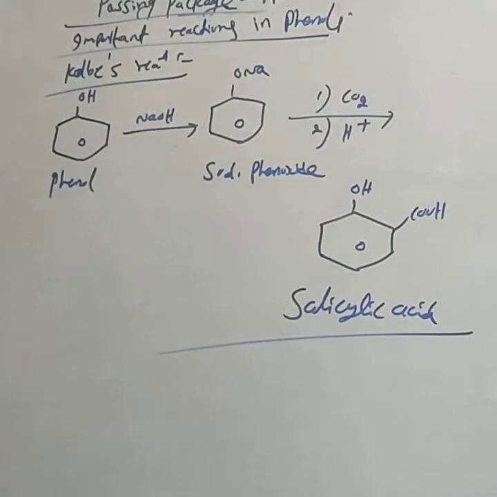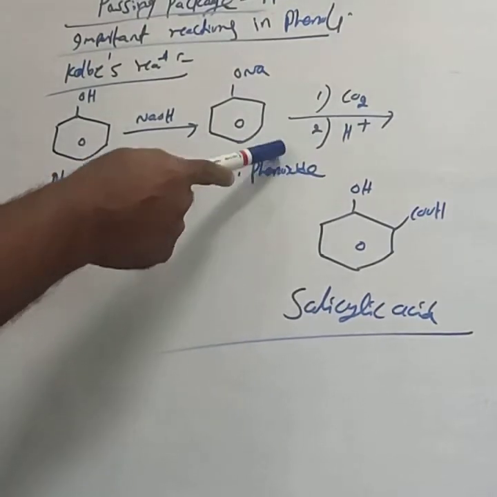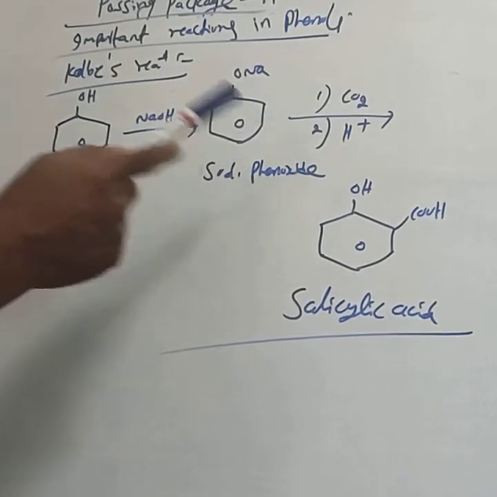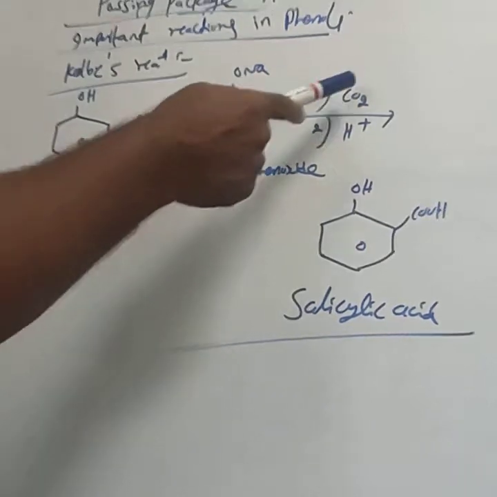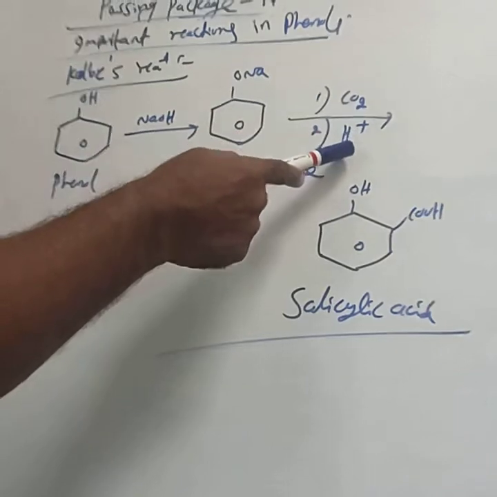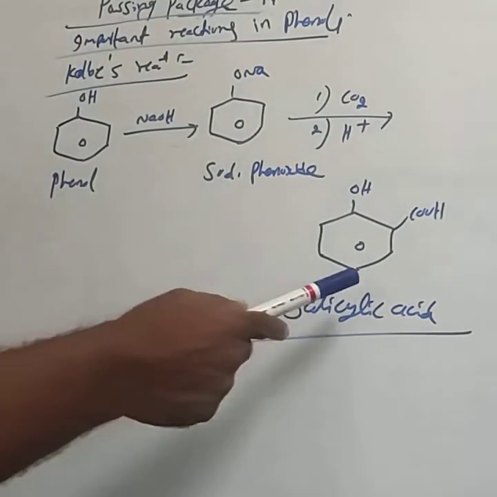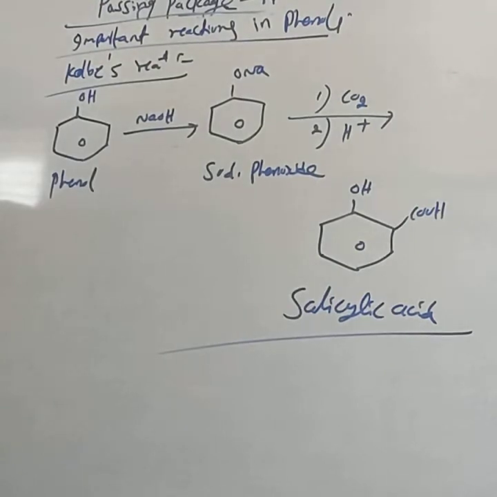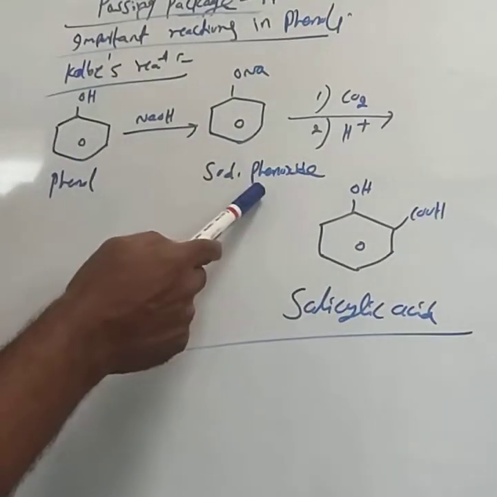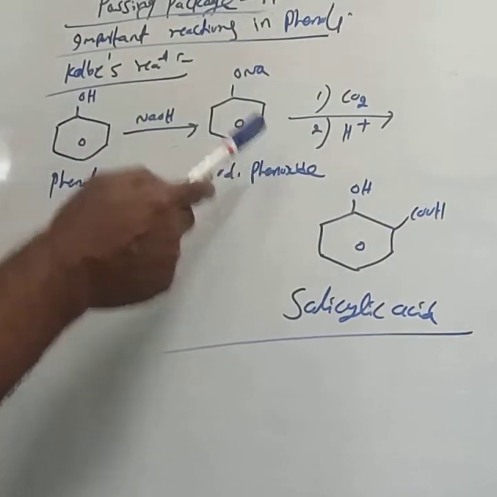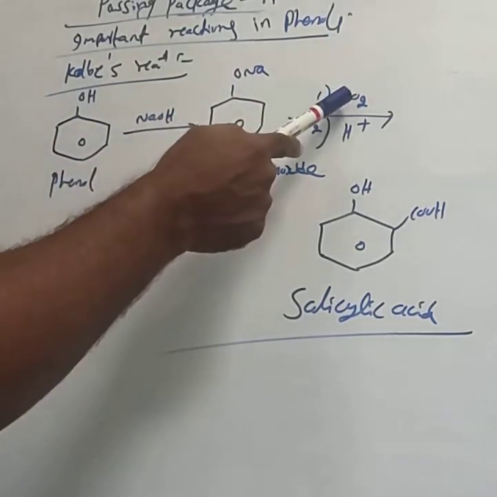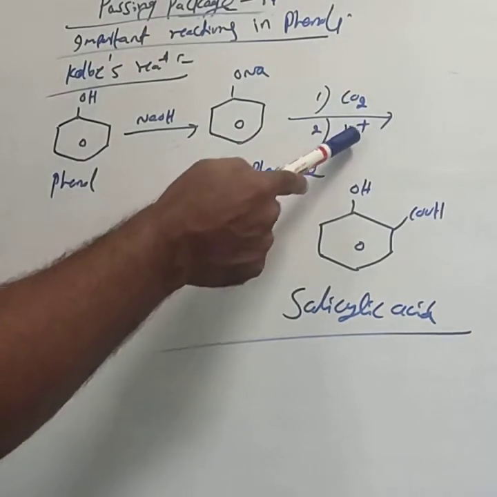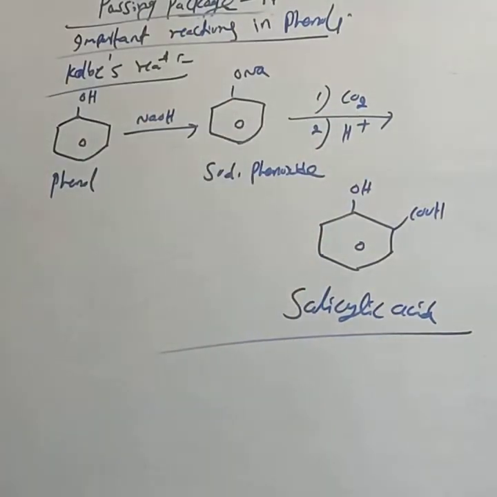Kolbe reaction means sodium phenoxide, formed by the reaction of phenol and NaOH, is treated with carbon dioxide followed by acidification. Salicylic acid is formed. This reaction is called the Kolbe reaction.